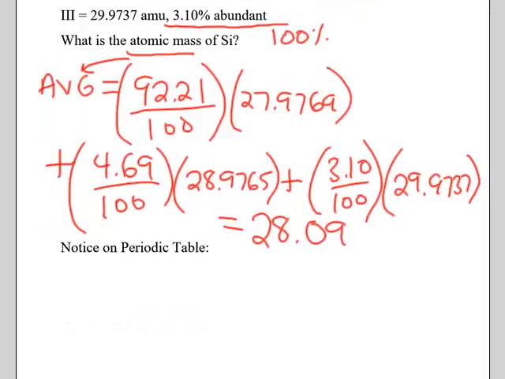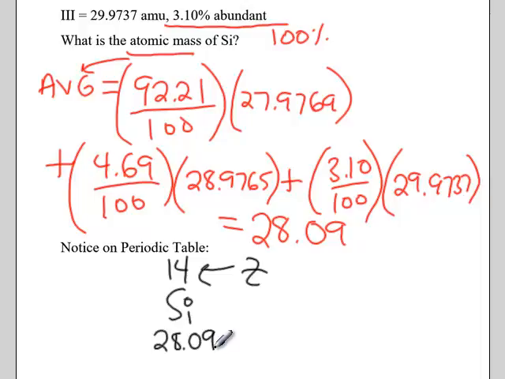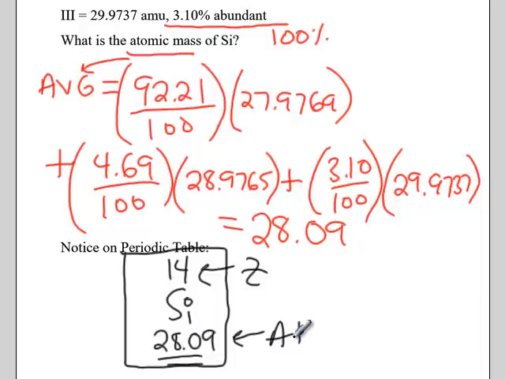And if you notice on the periodic table, you have the element silicon. There's a 14 above it. That's the atomic number Z. That's the number of protons. And then underneath it, you have the number 28.09. And this is something we're going to use a lot during the rest of this class. That number underneath the symbol on the periodic table is the atomic mass.